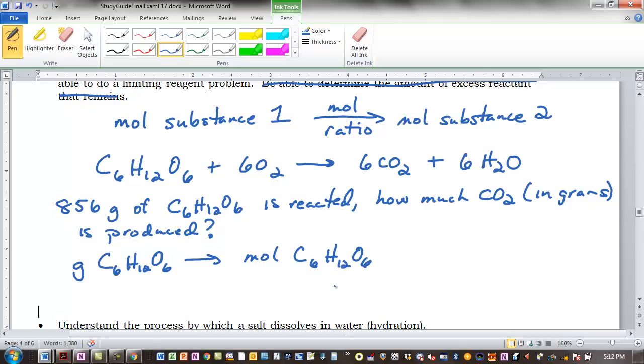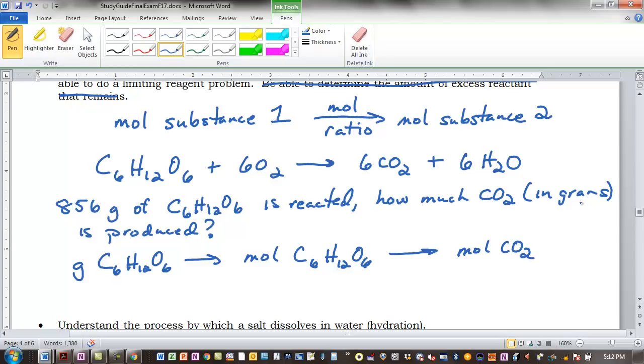Because once you get to moles of glucose, you can now get to moles of anything else in that equation. You could get to moles of O2 if you wanted, or moles of CO2, moles of water. It doesn't matter, using the mole ratio. So in this case, we want to get to CO2. We don't want moles of CO2, we want grams, but we can deal with that.